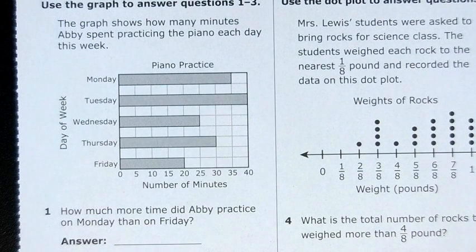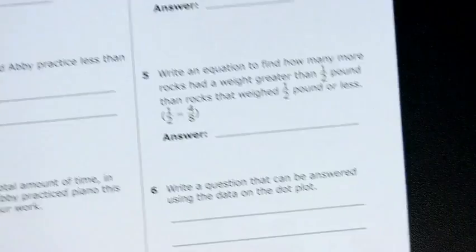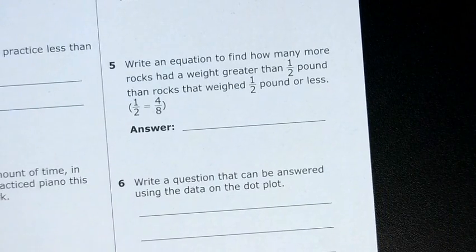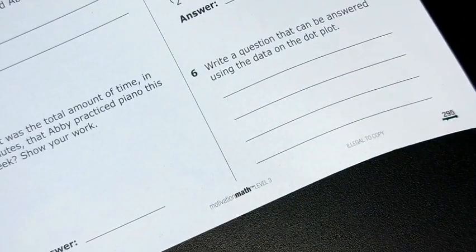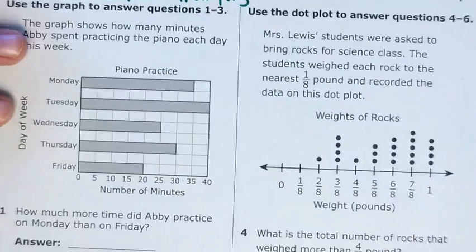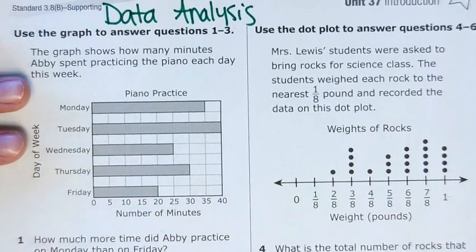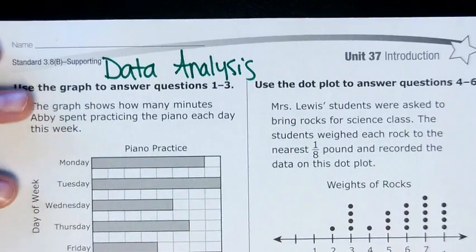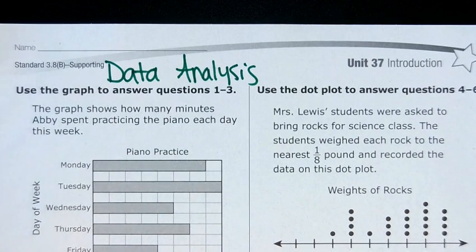So let's go ahead and read the instructions and figure out what we're doing here. I'm on page 295 in your purple math book. 295 in your purple math book. Okay? So I'm not even going to look at that yet. I just want to look here. Use the graph to answer questions 1, 2, and 3. The graph shows how many minutes Abby spent practicing the piano each day this week.